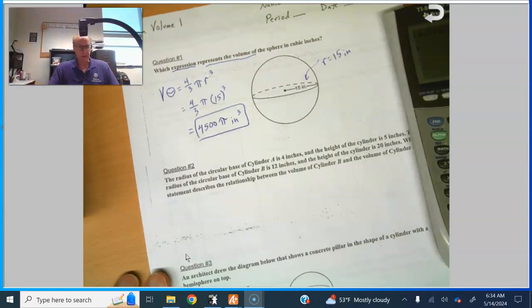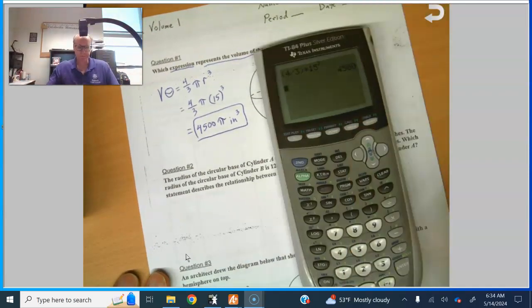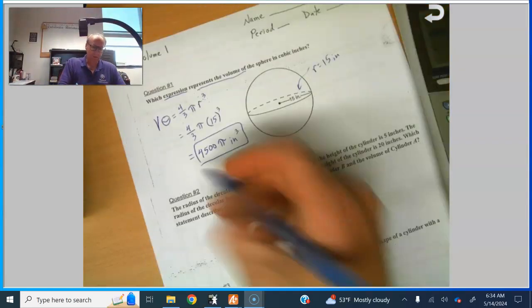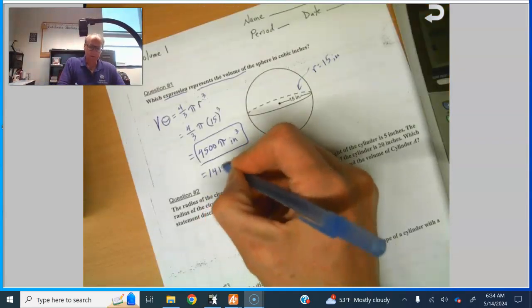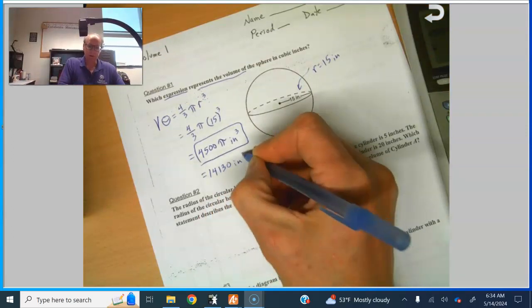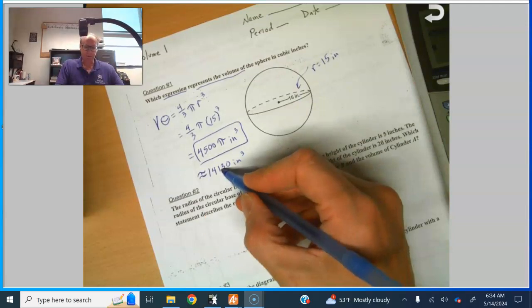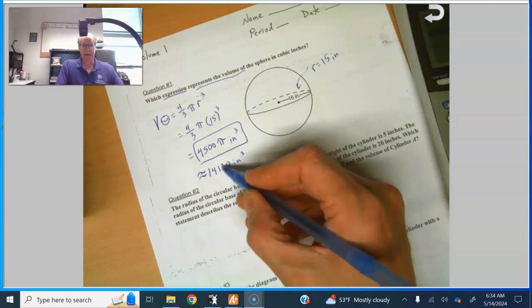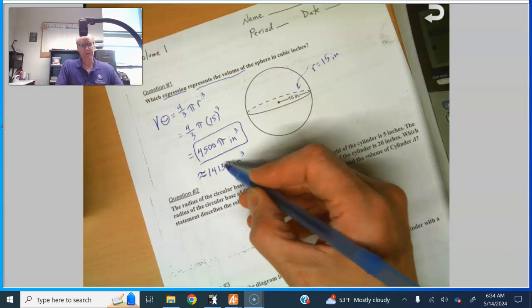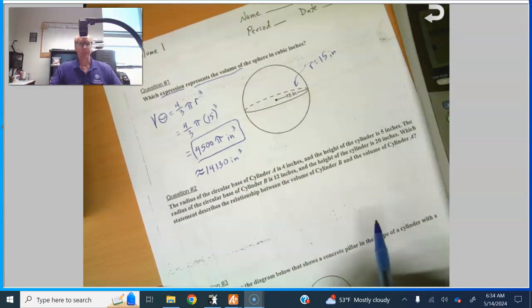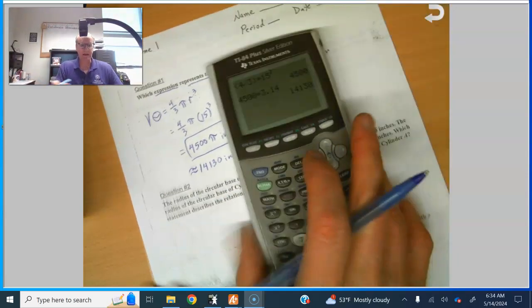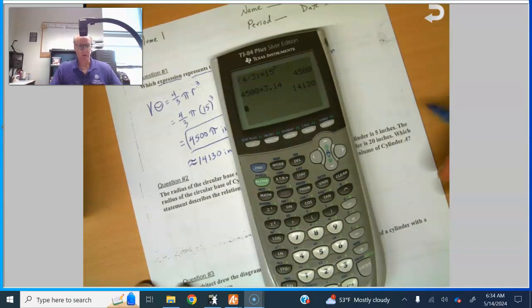This is an expression that is the exact volume of that sphere. Now, if I want an estimate, I could put 4,500 times 3.14, which will give me an approximation. That's going to be 14,130 inches cubed. But that's only an approximation, and it's actually only accurate to here. That 30 is not accurate. The reason is because I only put in 3 digits for pi.